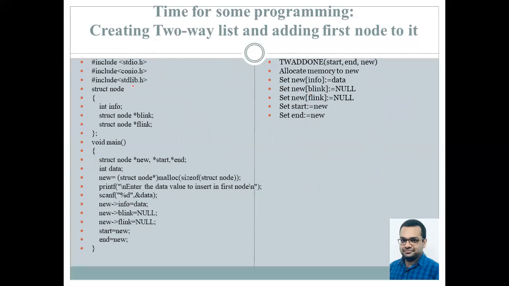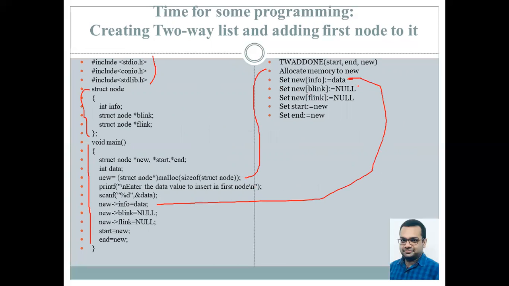This is the corresponding C program. These are the header file declarations. This is the structure declaration. This is our main function with all the corresponding code, where we allocate memory dynamically to the new node. We assign the info part of new as the data value. We set new's backward link as well as the forward link equal to null. Then we assign start the address of new and end also the address of new using these two instructions.